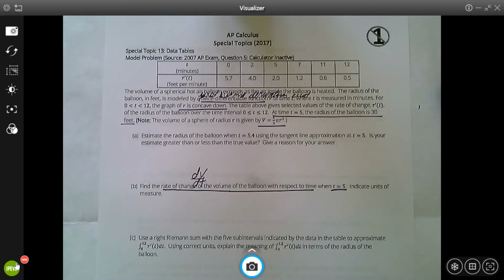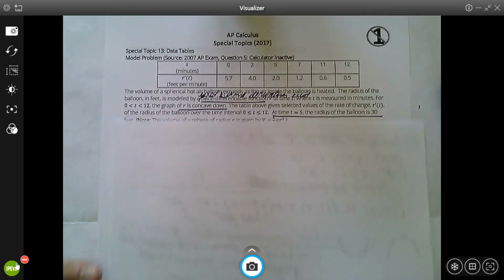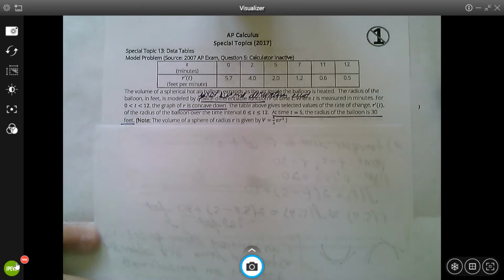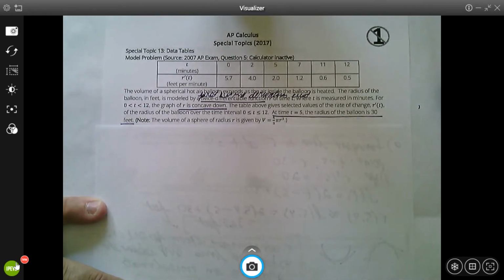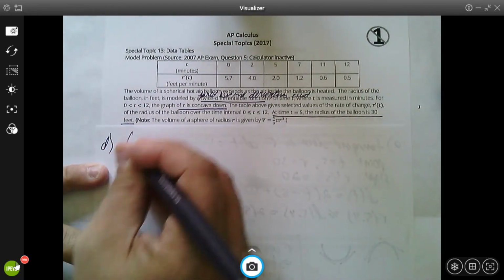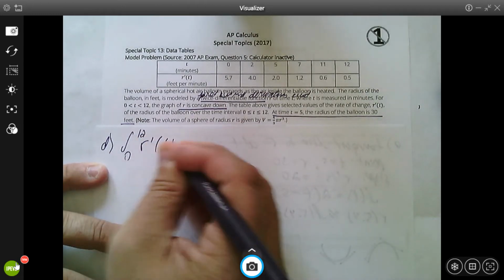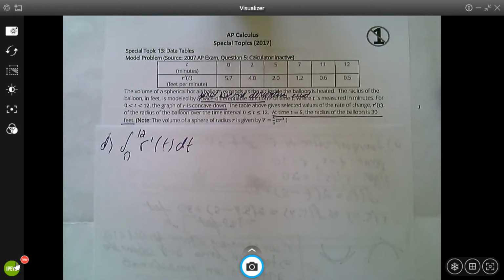Is your approximation in part C greater than or less than the true value? Give a reason for your answer. Okay, so one more time. The integral from 0 to t of r prime of t dt. All right, this one's tricky, and I'm going to admit I kind of cheated a little bit. I looked at my solutions from the first time I did this.